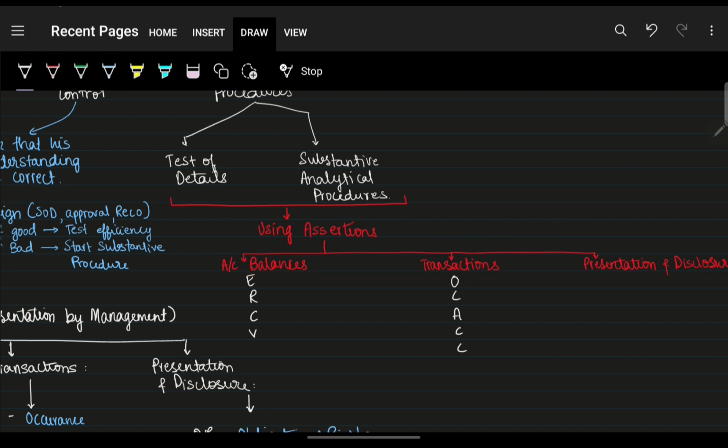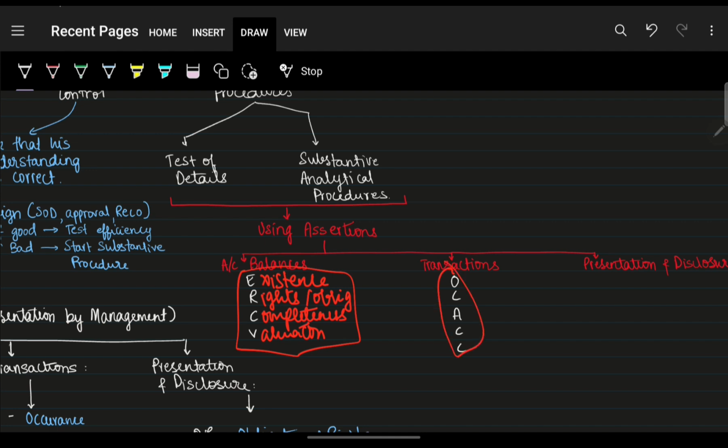So account balances are checked through existence, rights and obligations, completeness, and lastly valuation, right? Here when it comes to transactions, it is OC, ACC, right? For account balances it was ERCV, and for transactions it is OC, ACC.